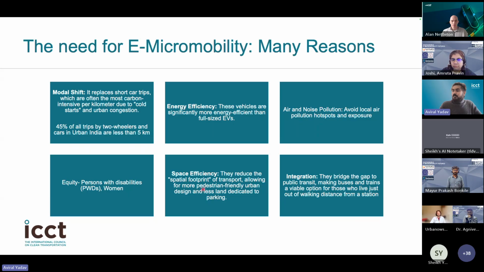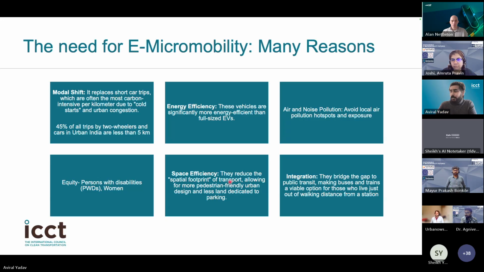Then space efficiency. We already have congestion. The roads which are already designed do not have that much space. There are a lot of cars. So again, electromobility will result in that space efficiency.